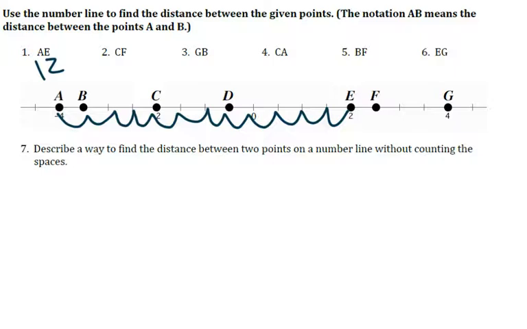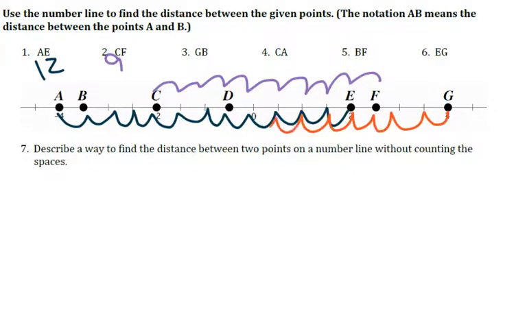CF would be 1, 2, 3, 4, 5, 6, 7, 8, 9. GB would be 1, 2, 3, 4, 5, 6, 7, 8, 9, 10, 11, 12, 13, 14, 15.